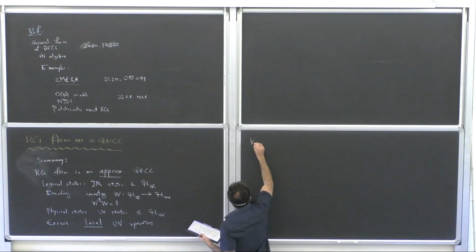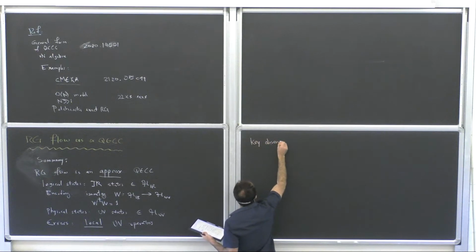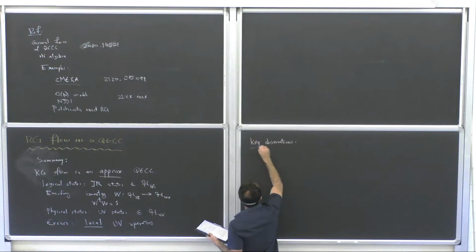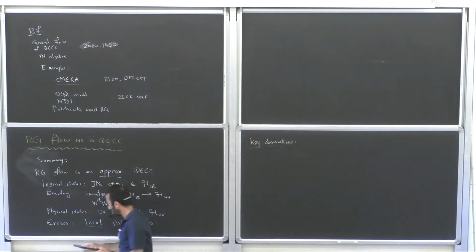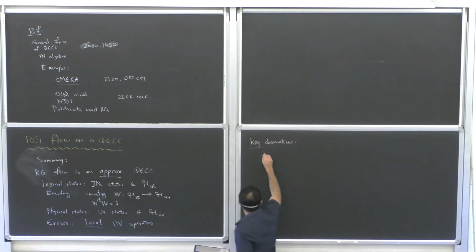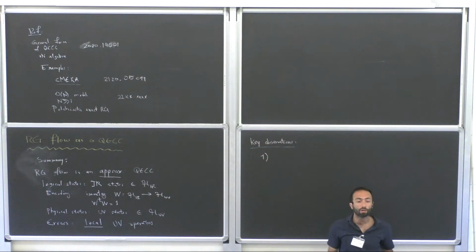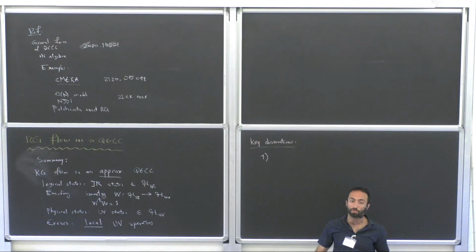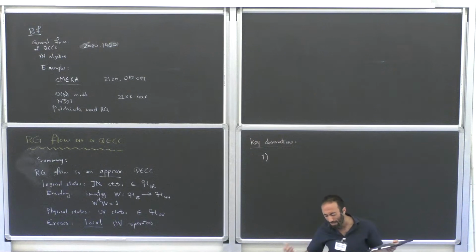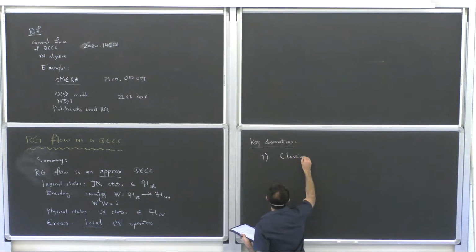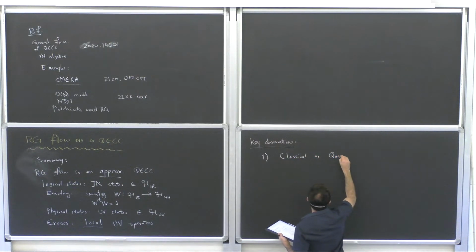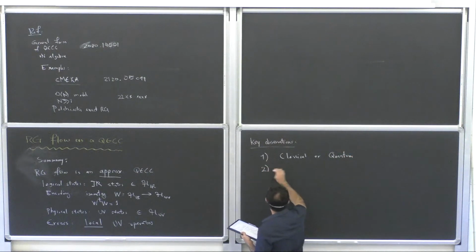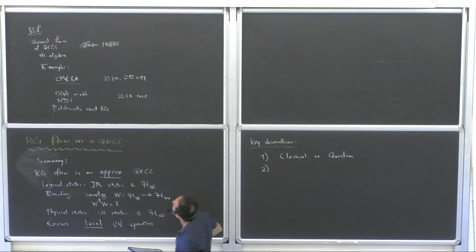So some key observations which are going to be important are these statements. First of all, renormalization group could be classical or quantum, and the correspondence to quantum error correction code goes through either. Classical or quantum renormalization group corresponds to an approximate classical or quantum error correction code. We'll work out an example of a classical error correction code in the C-MERA paper.